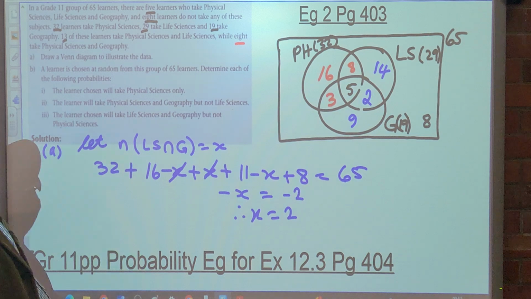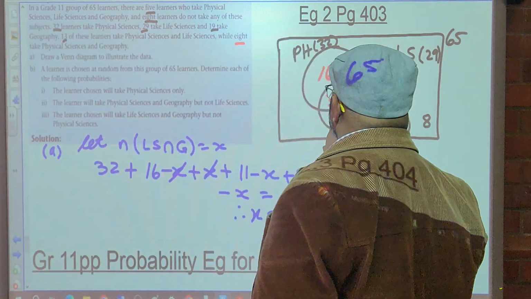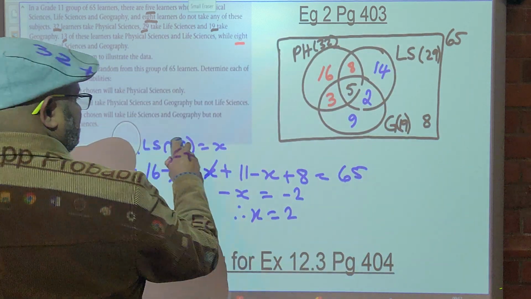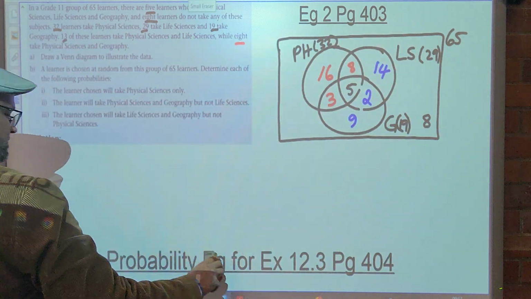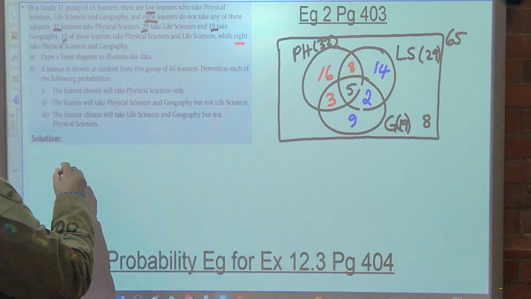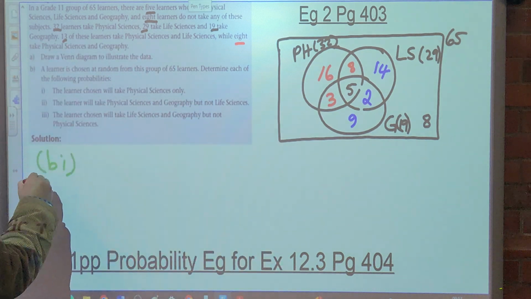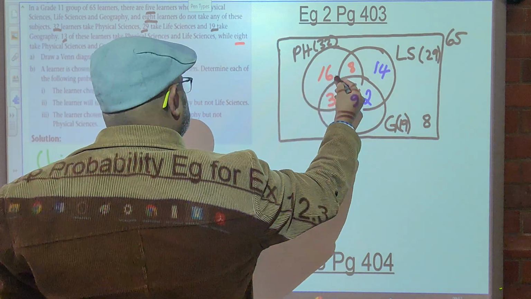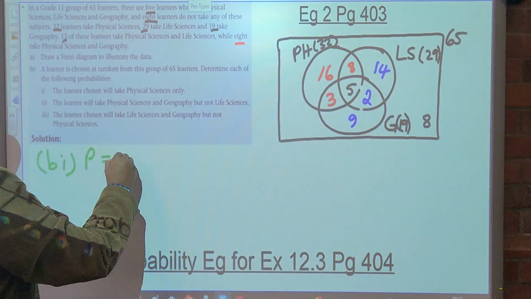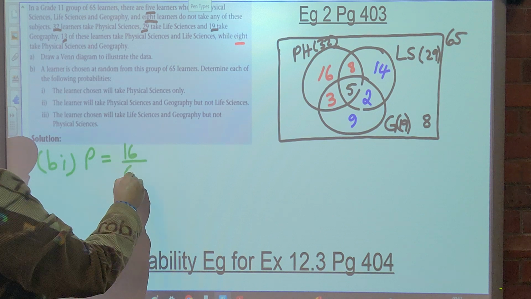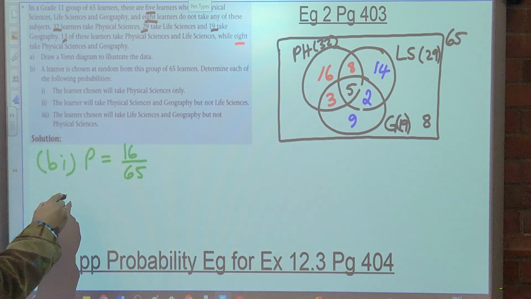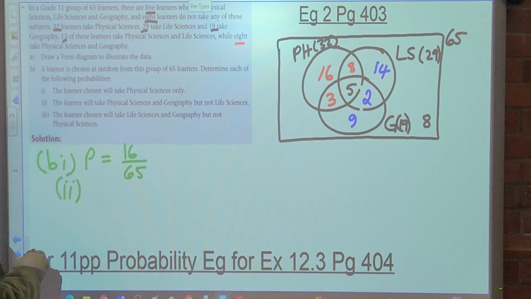The learner chosen will take physical science only. The learner takes physical science only. So I'm going to take this off here. So if I look at physical science only, it is 16. So the probability is simply going to be 16 over 65. Okay, work that out. Simplest form.